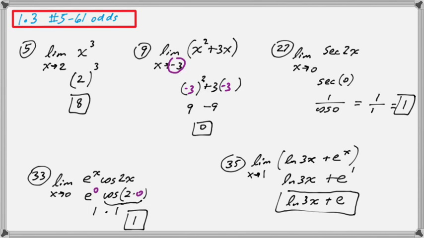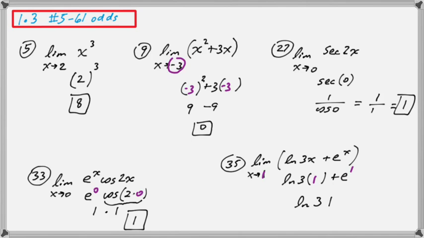Oh yeah, I apologize. I did not replace the x with a 1, did I? You're going to replace the x with a 1. So replace the x with a 1 and you get natural log of 3 plus e.